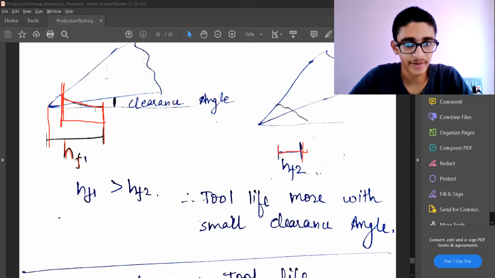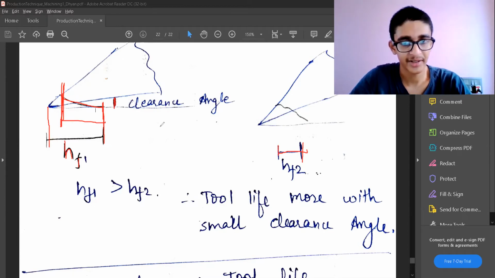HF2 is greater than HF1, and we have higher tool life with smaller clearance angle. If this clearance angle is smaller, that means I'm going to have larger area, and the larger area means we can have fewer failures.